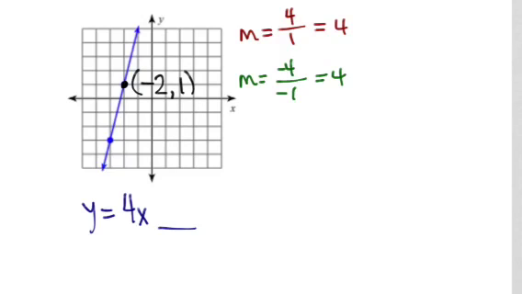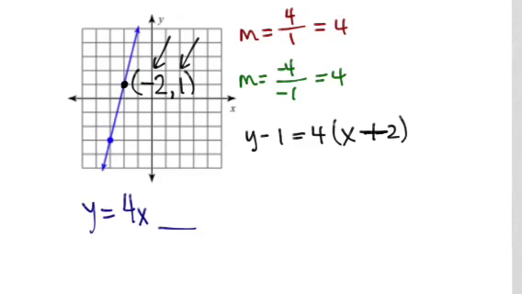So I'm going to now write it in point-slope form. y minus my y1 coordinate, my y1 coordinate's right there, 1, equals m, 4. And then x minus my x1 coordinate, which is here, -2. When you minus a negative, that's going to act like a plus.